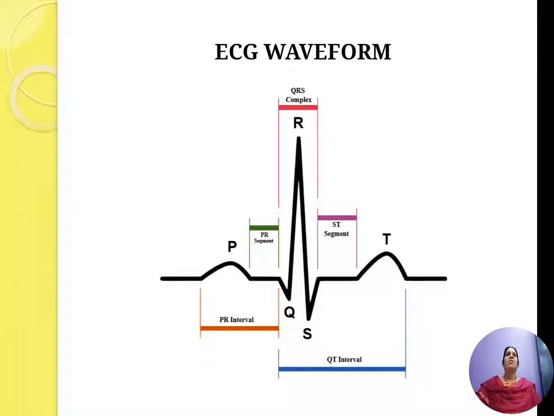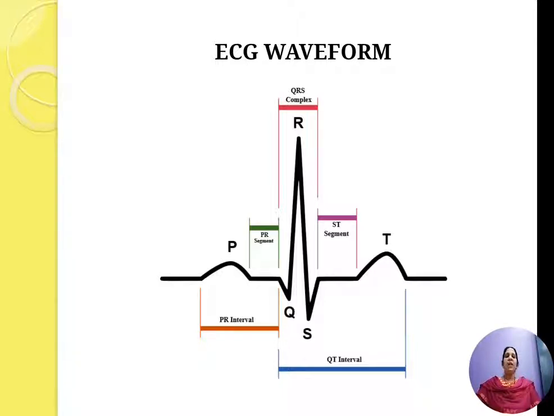The horizontal segment of this waveform preceding the P wave is designated as the baseline or the isopotential line, as shown in the figure. The P wave represents the depolarization of the atrial musculature.